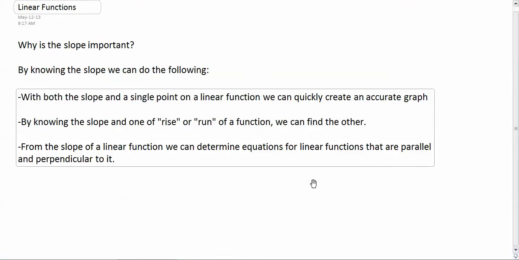So why is the slope important? Well, by knowing the slope, we can do the following. With both the slope and a single point on a linear function, we can quickly create an accurate graph. And more than that, we can actually come up with what the entire equation of the function is.